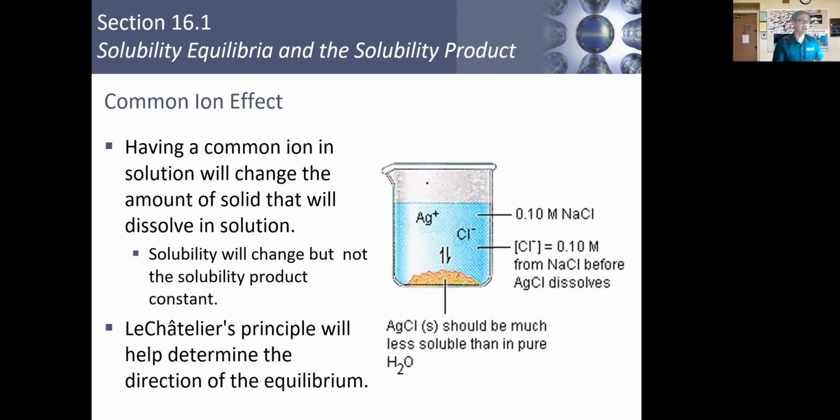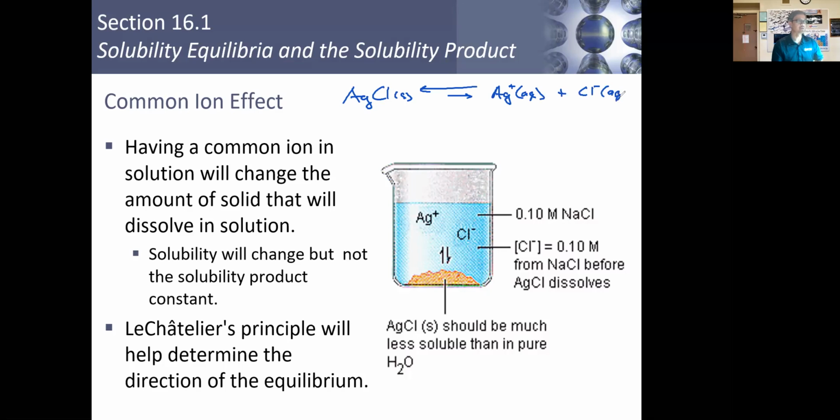Okay, so let's take a look at silver chloride. So we have silver chloride in our example here. As a solid, we know that it has a fairly low solubility, but it will dissolve according to its solubility product constant into silver ions and chloride ions. Not a whole lot of it, but there will be some of it.